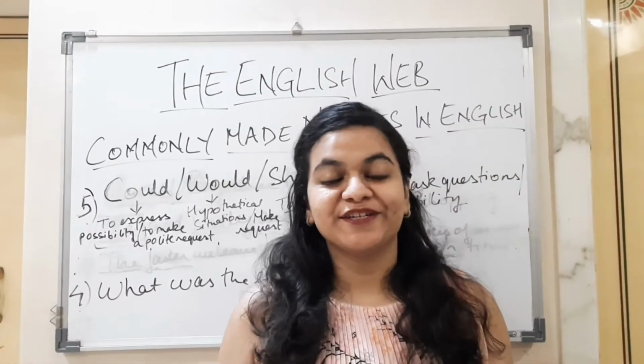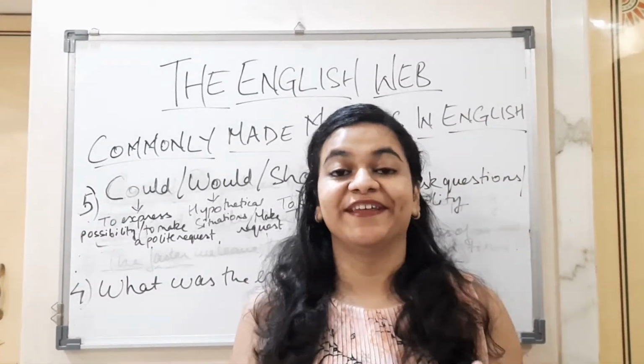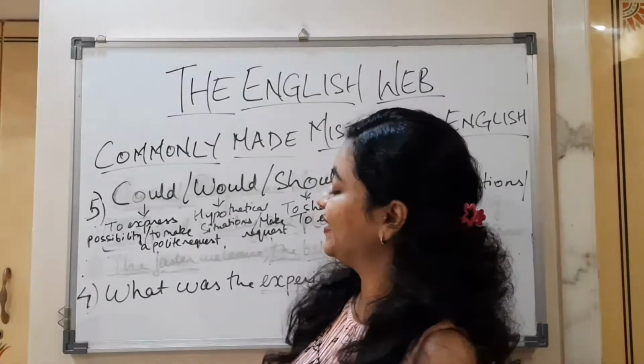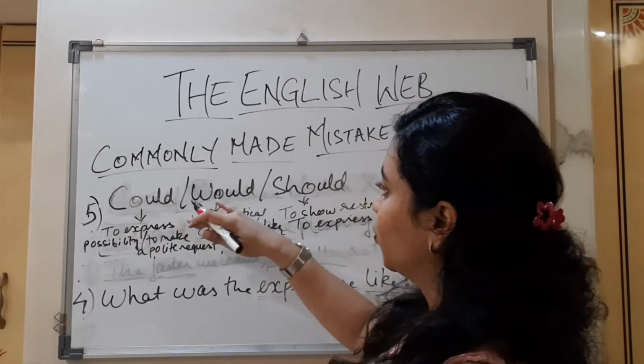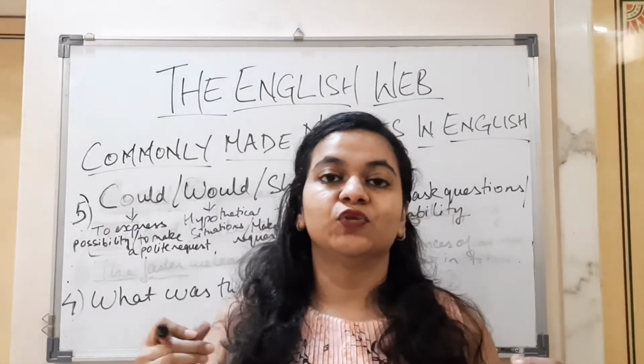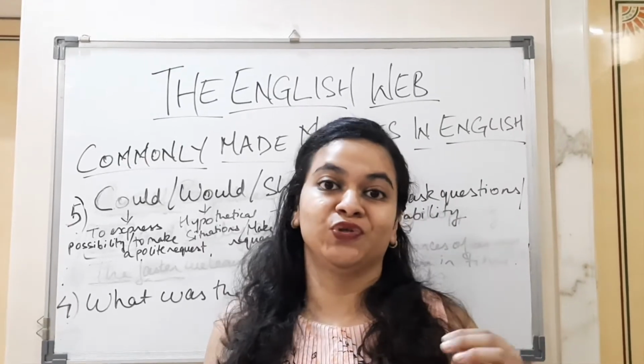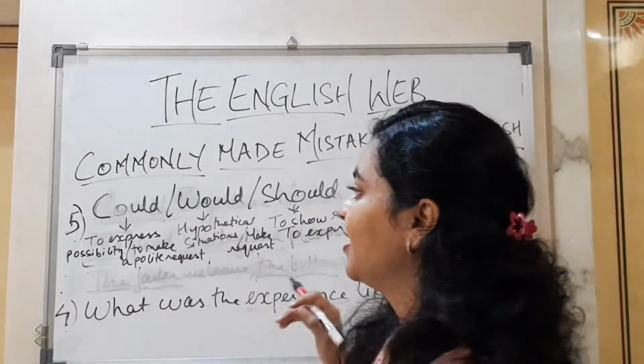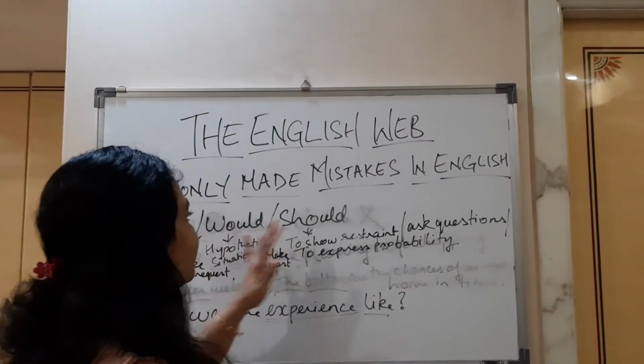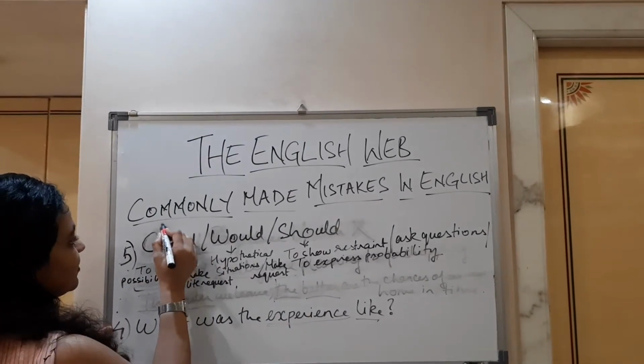The last point in today's video, or rather the last mistake for today's video, is with could, would and should. So let's understand how to use these words. Now, these verbs are actually past tenses of.